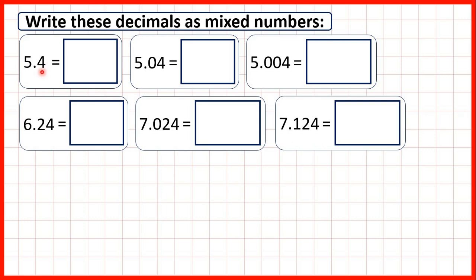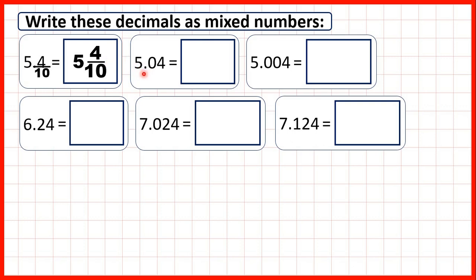So if we have one digit after the decimal point, what we can do is draw a line across from the decimal point and write a denominator of 10. So 5.4 is 5 and 4 tenths as a mixed number.